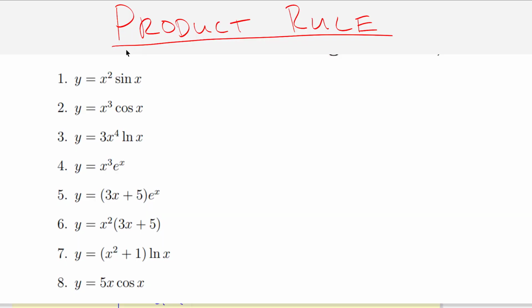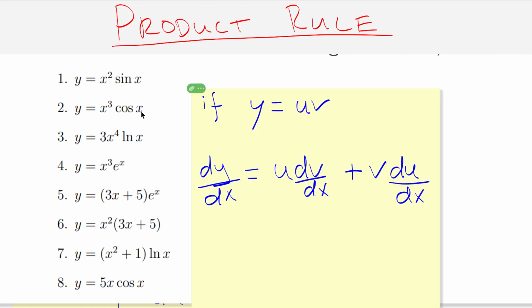Okay guys, let's take a look at the product rule. The product rule is a rule that we need to use when we're trying to differentiate a product of two functions. For example, y equals x squared times sine x, or y equals x cubed times cos x, and so on. The formula for the product rule is this: if y equals u times v, dy/dx equals u times dv/dx plus v times du/dx.